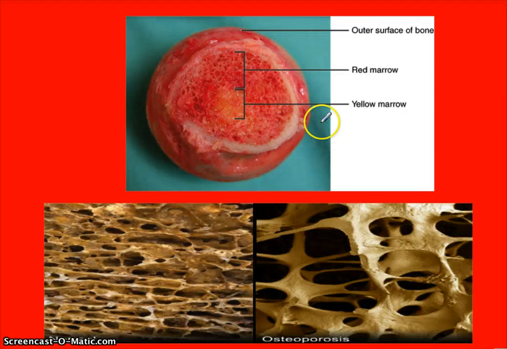Speaking of the red marrow, now this must have been taken out of a bone, because it says outer surface of bone is right on the outside here, but you can see the red marrow looks red. That's where the blood cells are made, and you can see right in here you have that yellow tint, which is the yellow marrow, which is a place where fat can be stored.